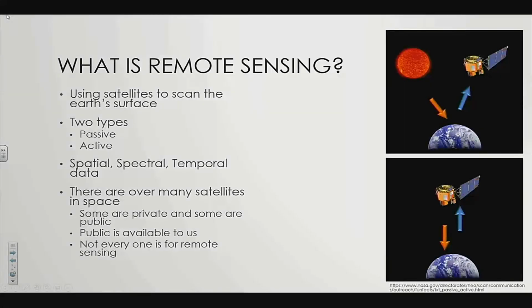What is remote sensing? Nice segue, by the way. We use satellites to scan the Earth's surface, and there are two different ways to do it. There is passive and active, right? Passive is this top one, where we just read the sun's rays bouncing off our surface. We just gather that through a sensor. Or we have the sensor project rays onto the surface. And what we get out of it is a bunch of what we call wavelength bands.